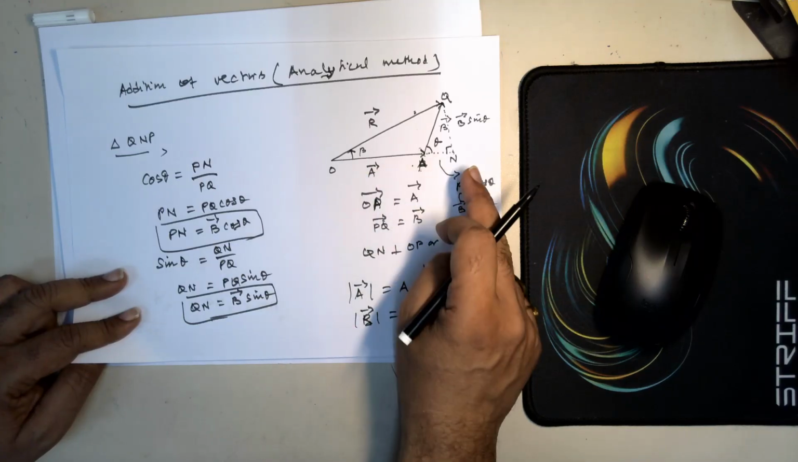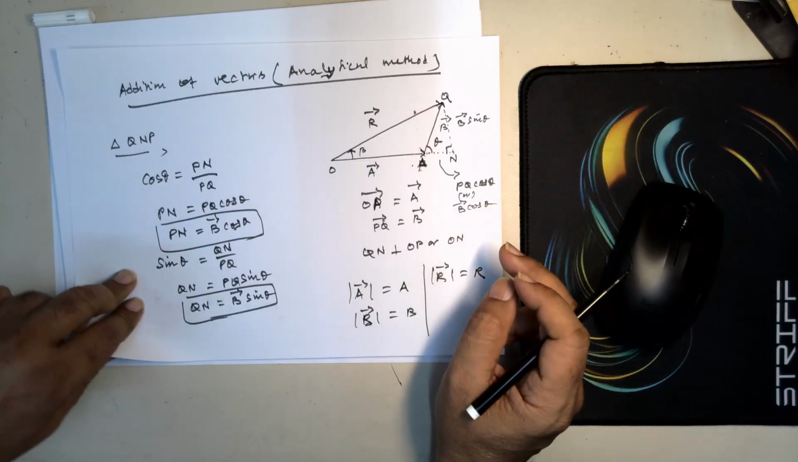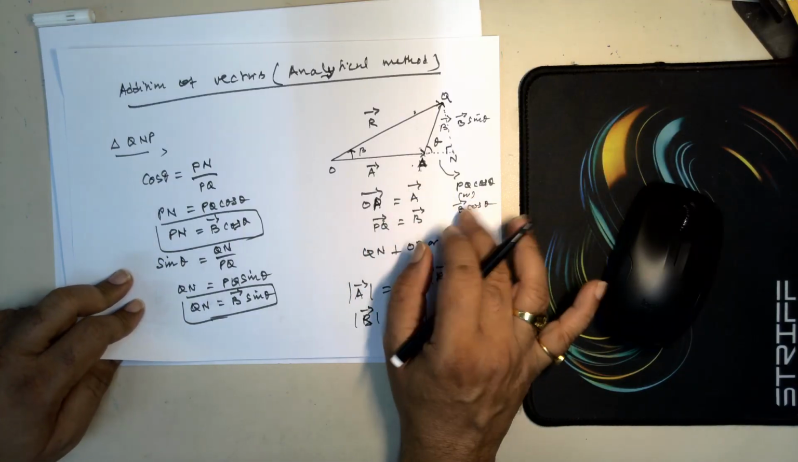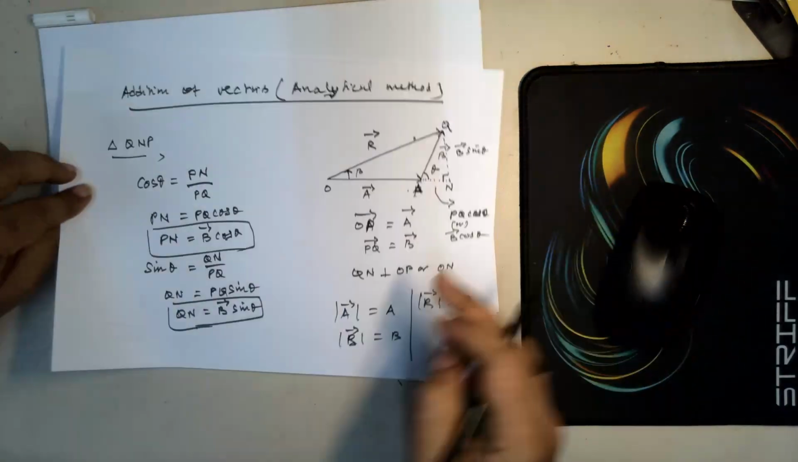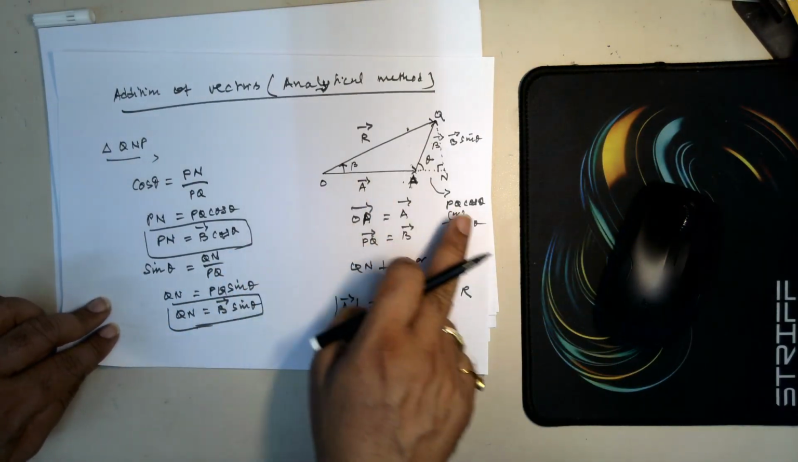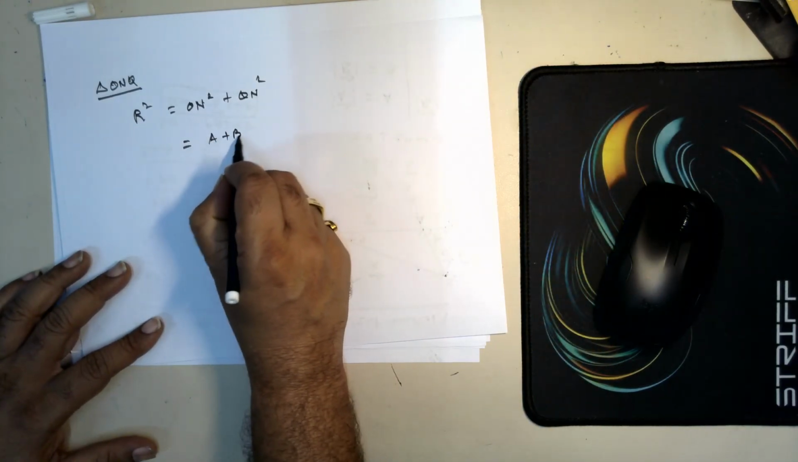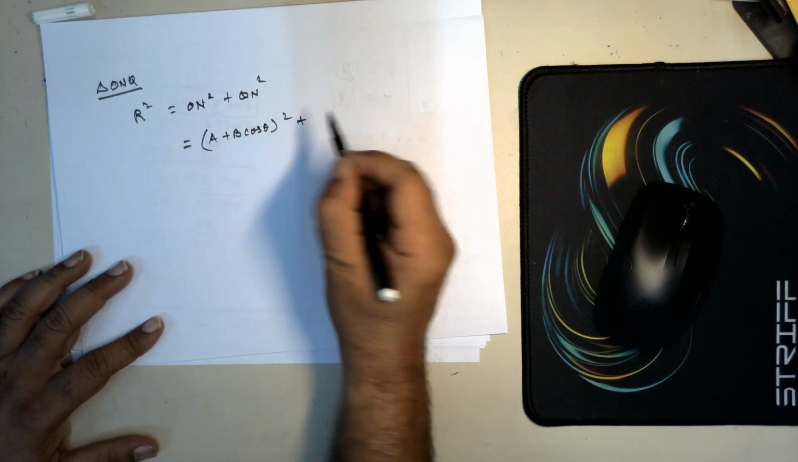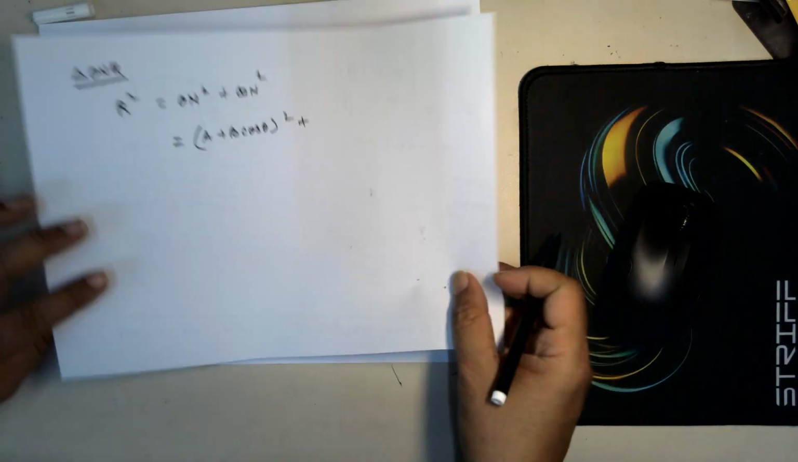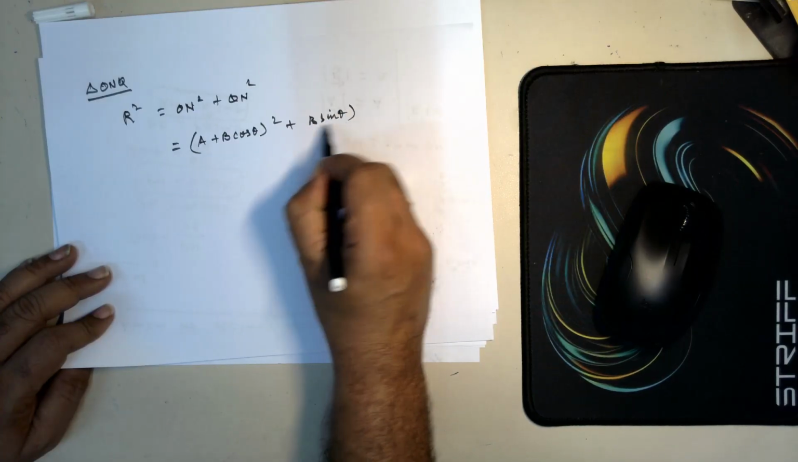Now this is A, and what about this? You have got the B cos theta here. So you have to consider that B cos theta, which is nothing but A plus B cos theta. And what about this B sin theta only? So ON squared is nothing but A plus B cos theta. Do you understand this? So A plus B cos theta whole square plus, and what about the other one? This one, B sin theta. Okay, you have to take the modulus. So B sin theta the whole square, right?